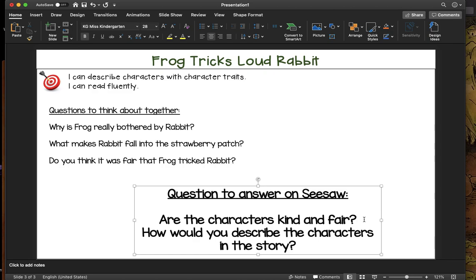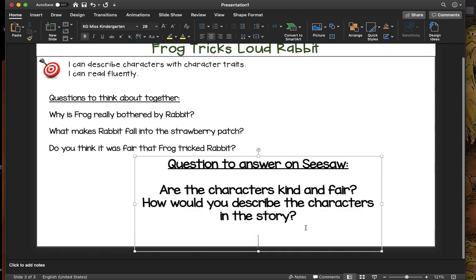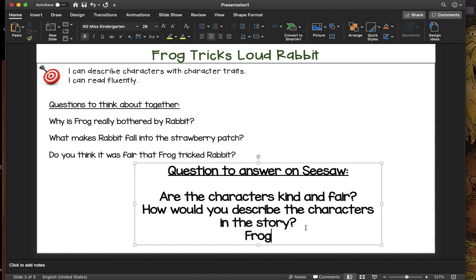If you don't think they're kind and fair, I want you to describe them using different words. So how would you describe, and I'll write it here, Frog. How would you describe Frog? And how would you describe Rabbit? Using character traits. If they're not kind and fair, how would you describe them? Again, our characters are Frog and Rabbit.